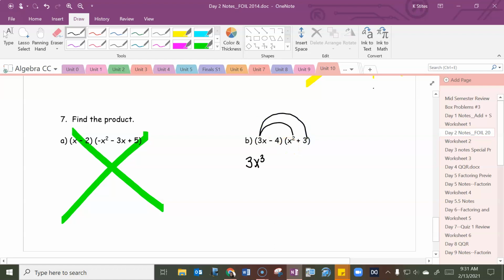Outer, 3x times 3 is 9x. Inner, negative 4 times x squared is negative 4x squared. And last, negative 4 times 3 is negative 12. Notice this is not in standard form, but there aren't any like terms. So we don't have to combine anything, but we do have to reorder it. You want to put that x squared second. Make sure you keep all the signs the same. You're just changing the order of these.